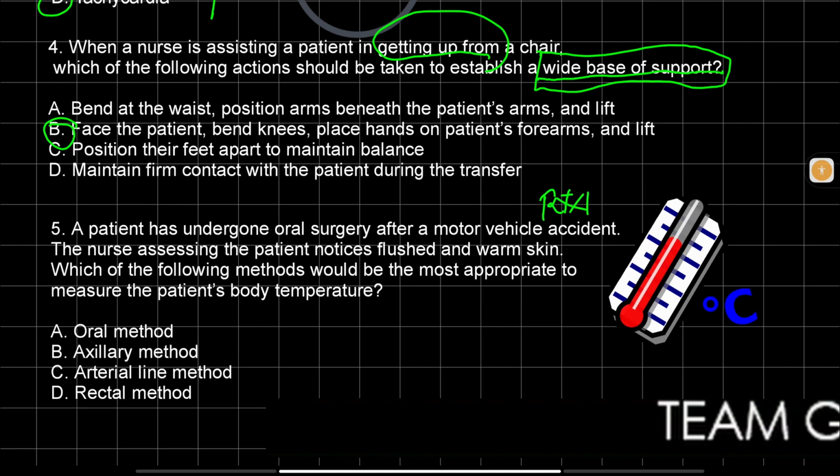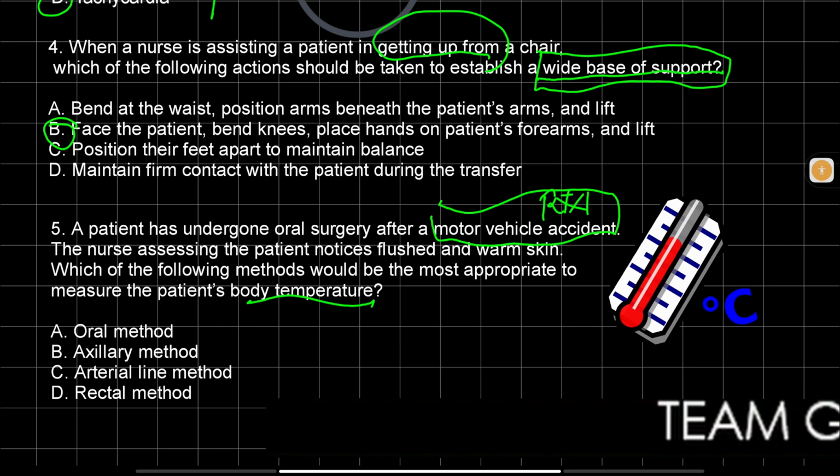The nurse assessing the patient notices flushed and warm skin. Which of the following methods would be the most appropriate to measure the patient's body temperature? Oh, the question is almost the same as number 1, but this is actually asking you for common sense. Your case now is not diarrhea, not vomiting or whatnot, but a motor vehicular accident, road traffic accident, and you are being asked to get the body temperature. How are you going to get it? That's the question. Simple, right?